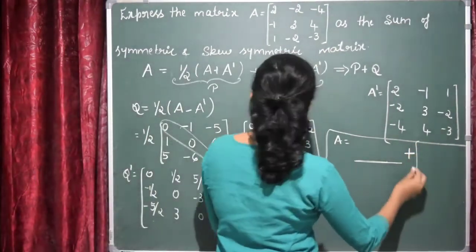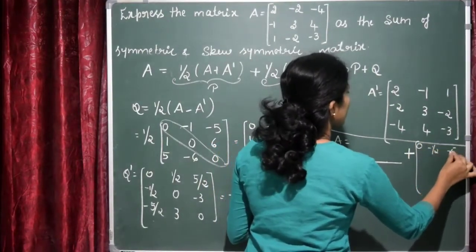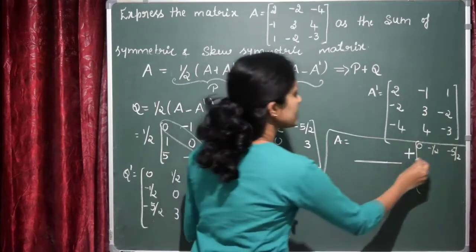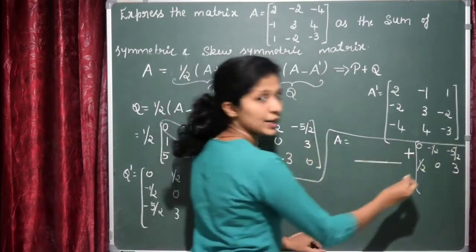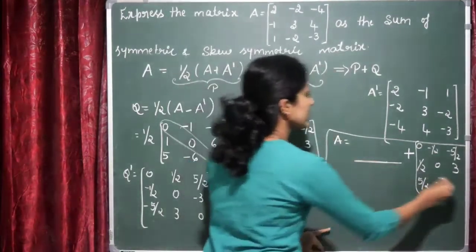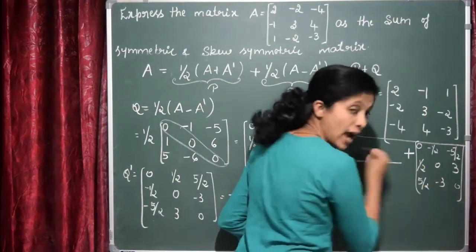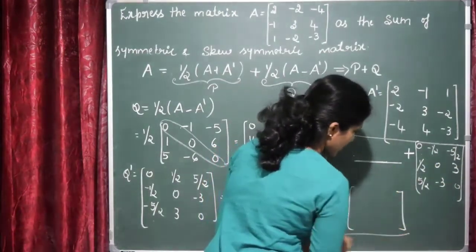This will now be equal to 0, minus 1 by 2, and this is minus 5 by 2. Then it is 1 by 2. Then it is 0. Then the element will be 3, and here it is 5 by 2 minus 3, and this is 0. Then you have to add these, and that should be equal to the matrix A. I hope you understood this one.